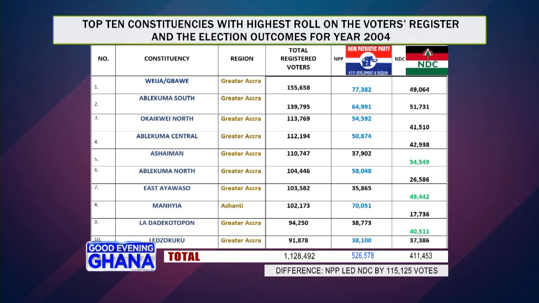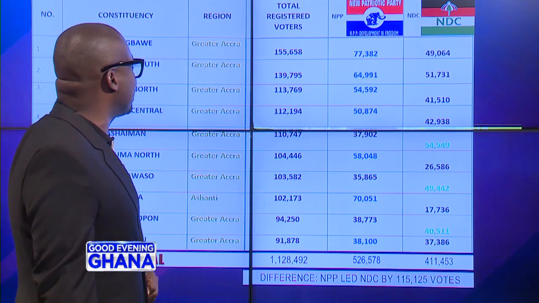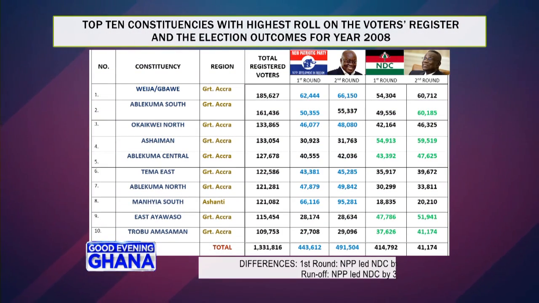And the big story in 2004 is that significantly, Greater Accra region now trounces Ashanti region in the top 10 constituencies. 9 of them are from the Greater Accra region. Let's move to election 2008 and see what happens. In this election, a fierce election, you have 2 rounds of battle, actually 3, but 2 rounds are significant. Let's look at the profile of the top 10 constituencies.